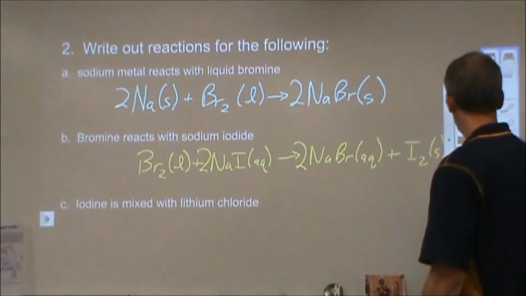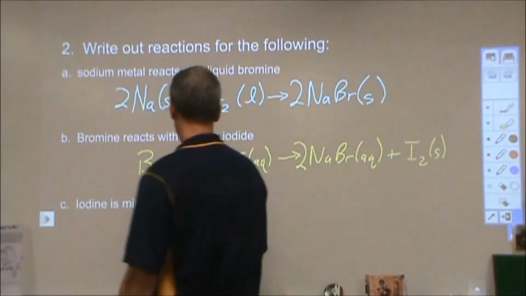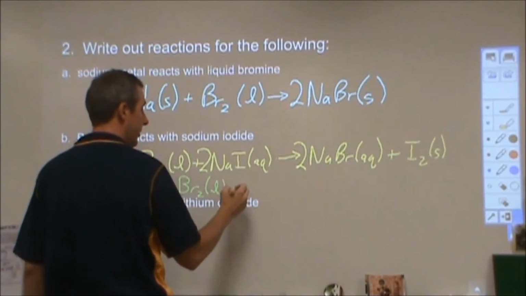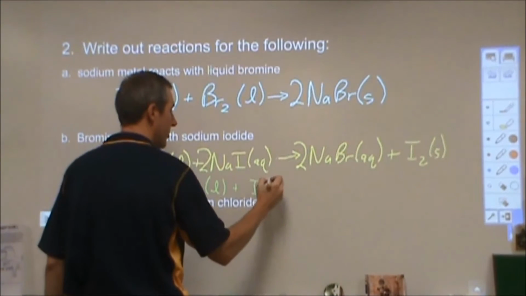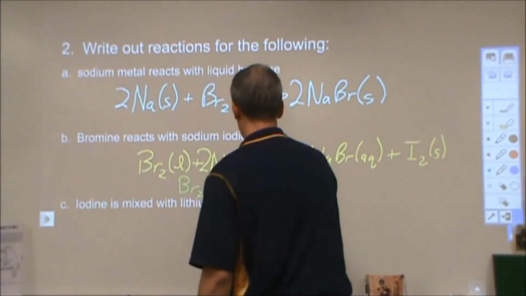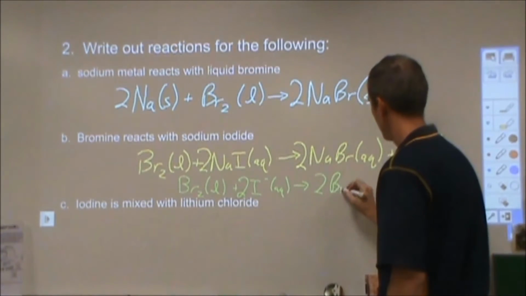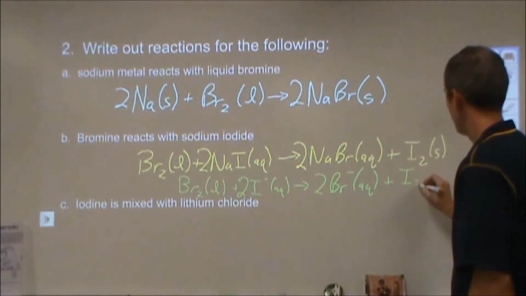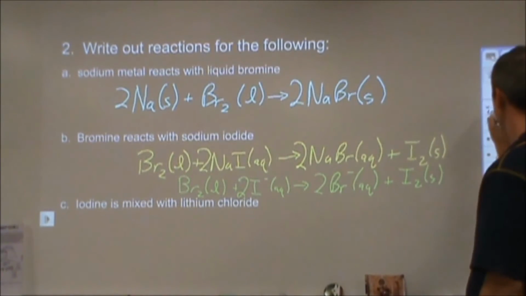If you wanted to see that in a net ionic, we would do everything except for the fact that in solution, the iodide would be without the sodium ions. The sodiums are going to be spectators. The bromides would be without the sodium ions as well. They would be spectators, and we would produce iodine solid.